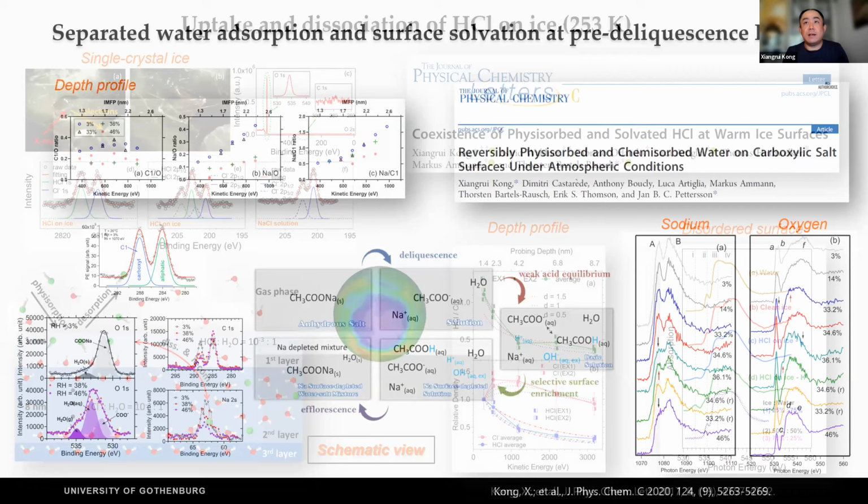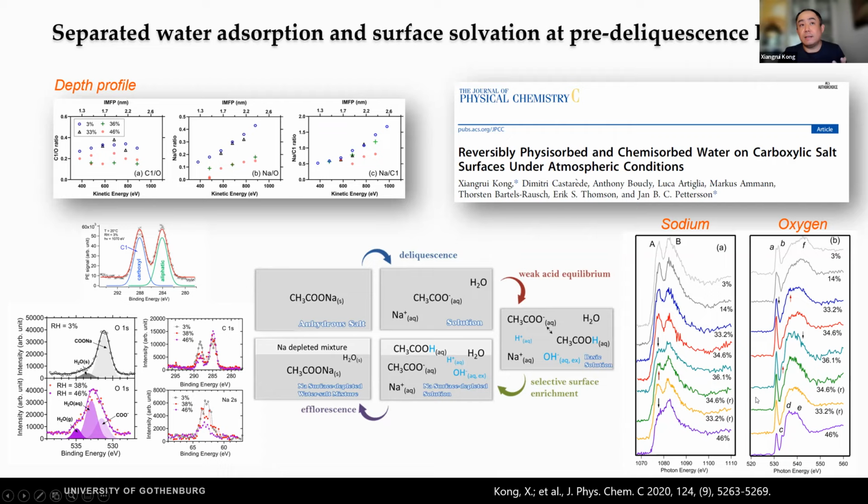And there's another example that we studied, this time not on ice, but on salt. So you see our path is gradually transitioning to salt. And from this one, I can show you very quickly, we have found two things here.